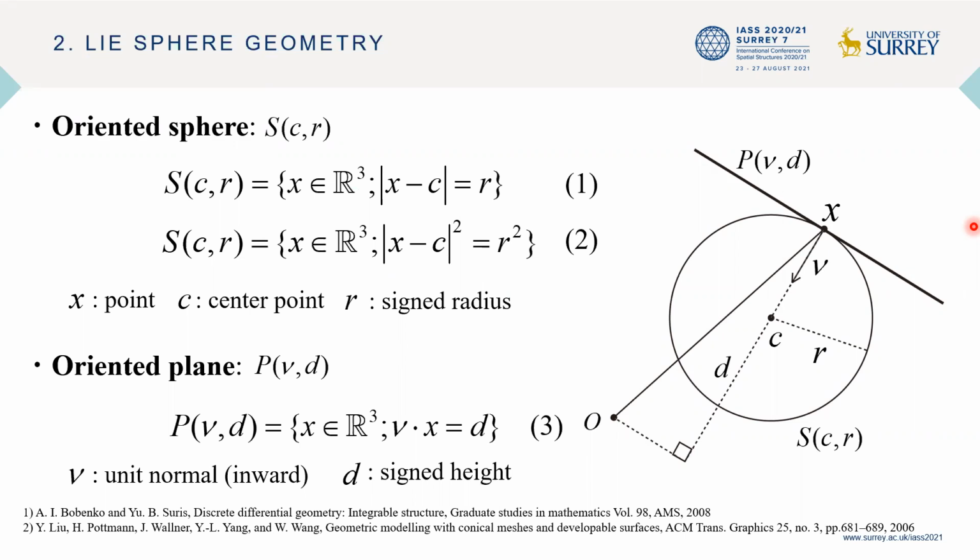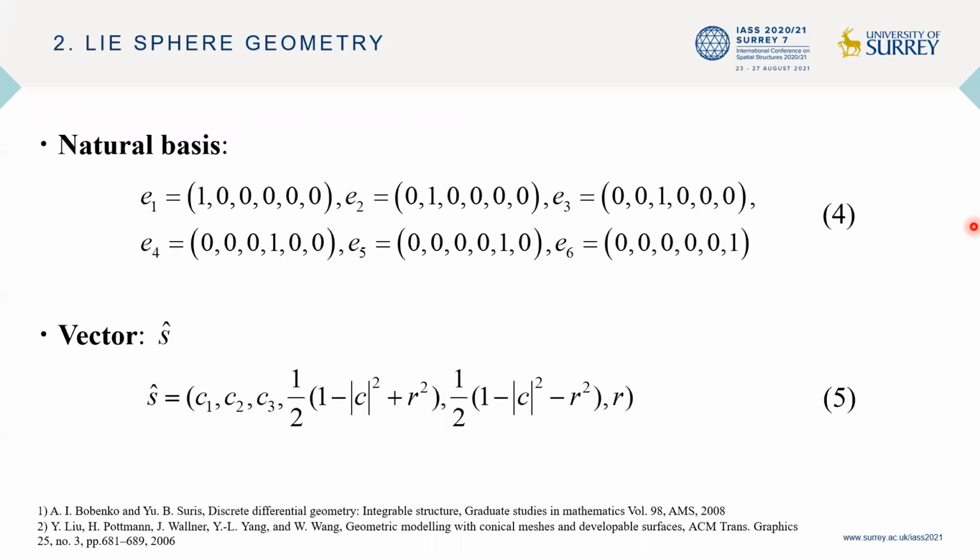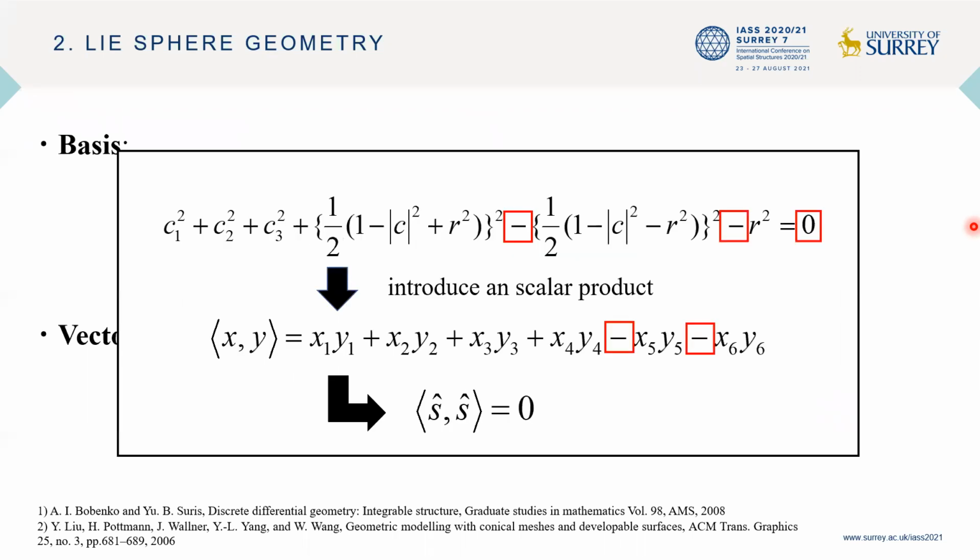geometry. This slide shows sphere S and plane P as shown in equations 1, 2, 3. We regard a point x as an oriented sphere of radius 0 centered at x. Let us consider six-dimensional space R6 with natural basis as in equation 4. Take a vector, equation 5, which has 6 components. Then we can check this equation.